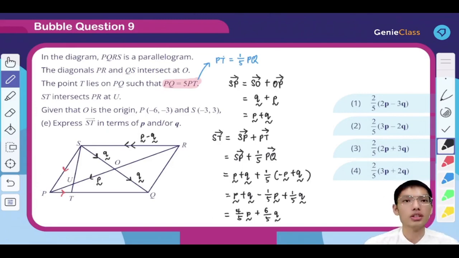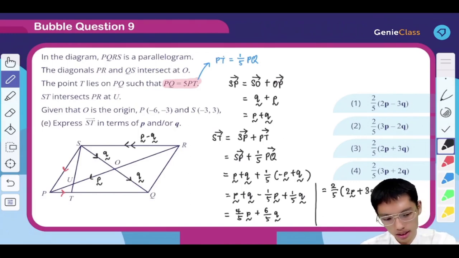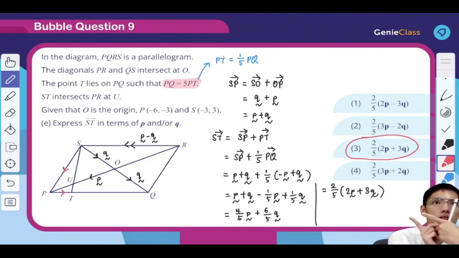And now you realize I just need to factorize, so that's where I factorize out 2 over 5, and it gives me 2P plus 3Q. That's why my answer is number 3. Now, am I blocking the answer? Yeah, this is the answer over here.